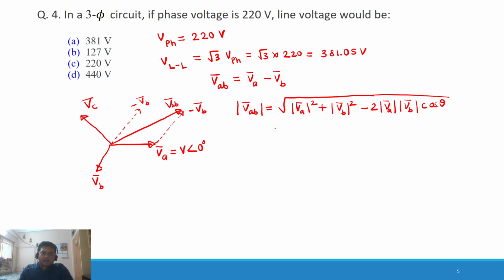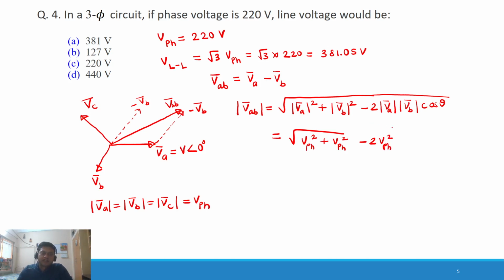So here we will use the vector subtraction formula. We know that the magnitude of VA, we can also write as VB. All magnitudes are equal for a balanced scenario, so we take it as V phase. So we can write V phase square plus V phase square minus 2 V phase square, and the angle between VA and VB, that is cos 120 degree.